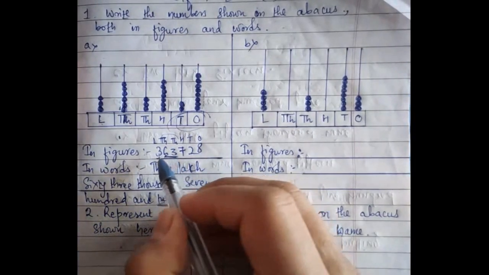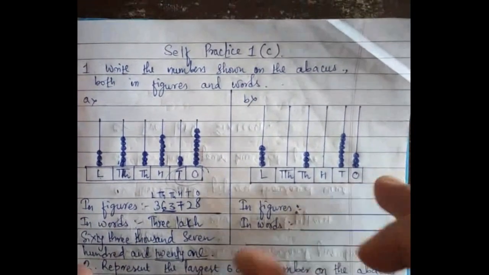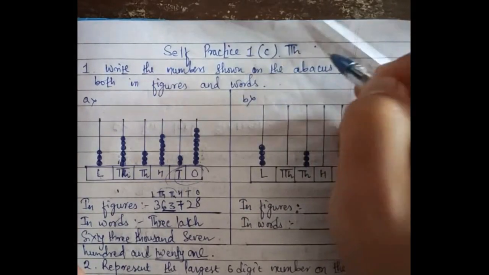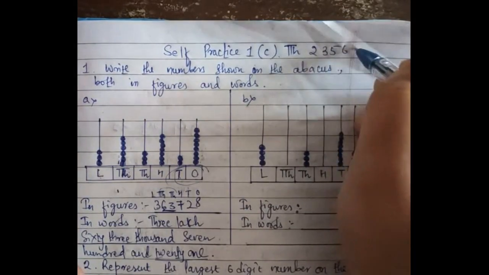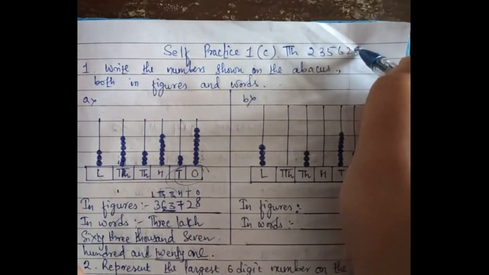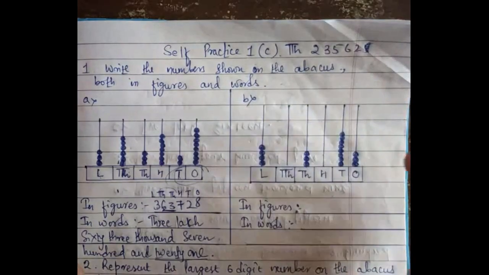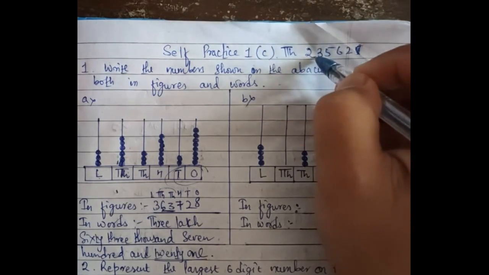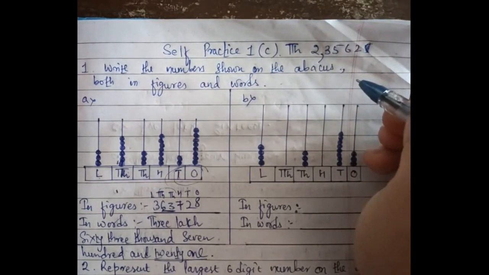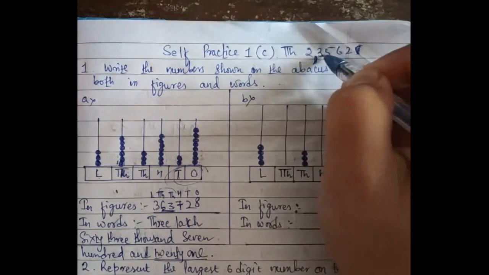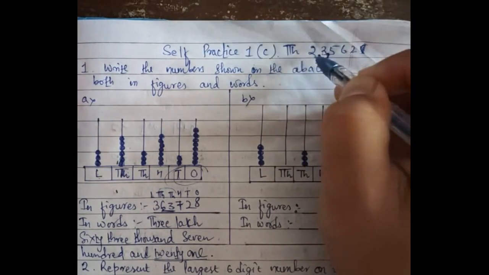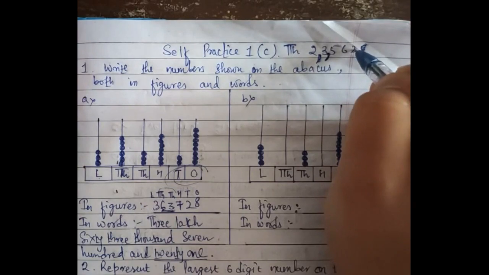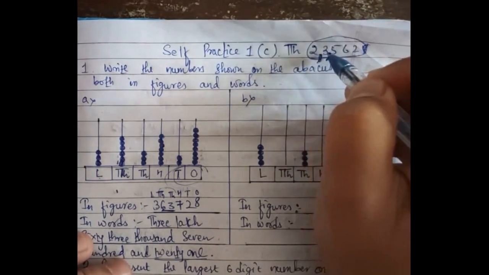Whenever you are dealing with a 10,000 position, say 2 3 5 6 2, or 1 2 3 4 5, how do you write this? You have to put the comma properly when writing in figures. 23,562: in the case of a 5-digit number, after the 2 digits you put the comma.